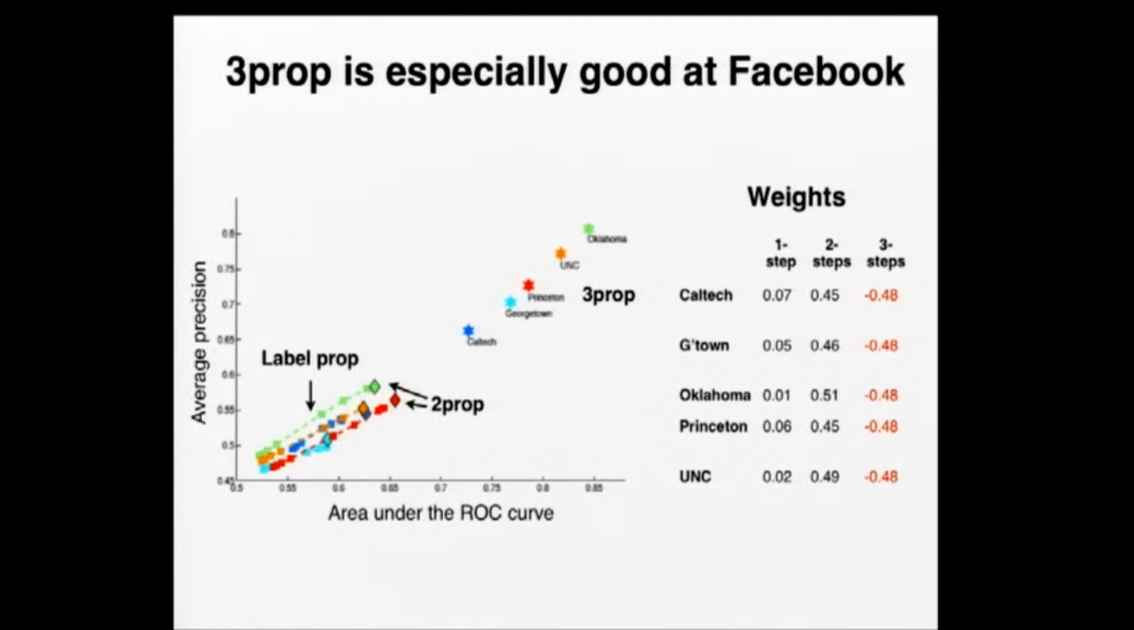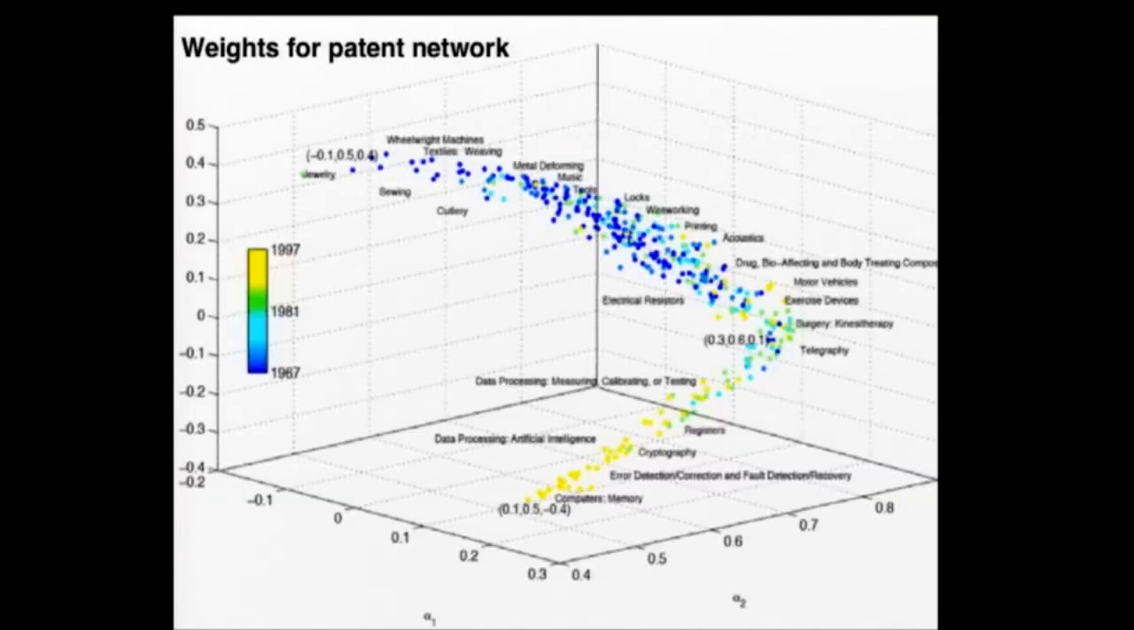Now, there's one exception where we didn't get basically the identical weights, and that's when we looked at the patent network. So these are the weights for the patent network, where we're putting the weights in a 3D picture here, and each one of these points corresponds to one of the patent categories, and the weights that we got for that patent category. And what Sarah's done here is she's colored the points by the average year of the patent. So the yellow ones down here are the newer patents, and these are things like computer memory, cryptography. And the stuff out here is like sewing and cutlery and stuff like that.